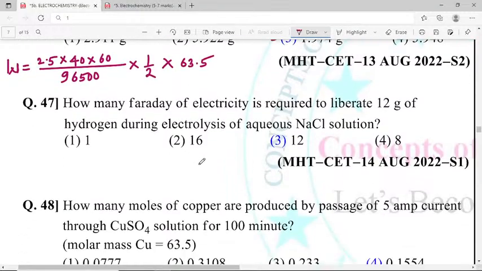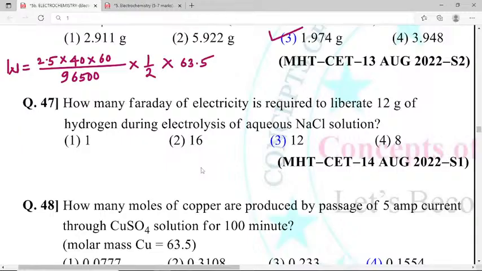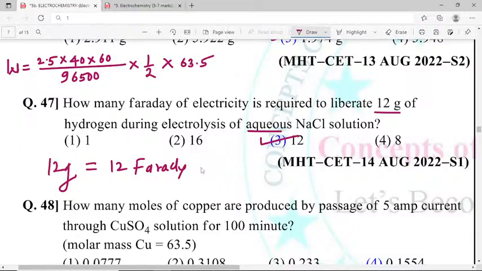How many Faradays of electricity are required to liberate 12 gram hydrogen during electrolysis of aqueous NaCl solution? So how to calculate the Faradays? Hydrogen during electrolysis of aqueous NaCl: 12 gram is equal to 12 Faraday. Okay, for hydrogen.